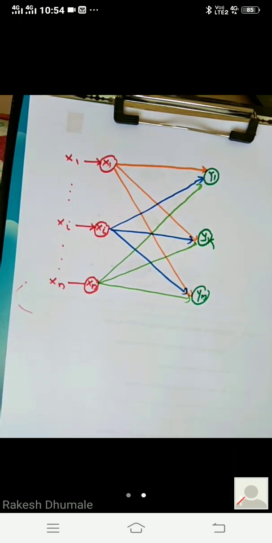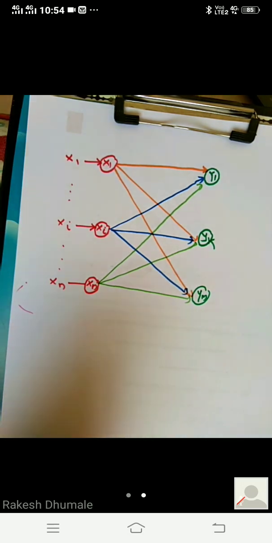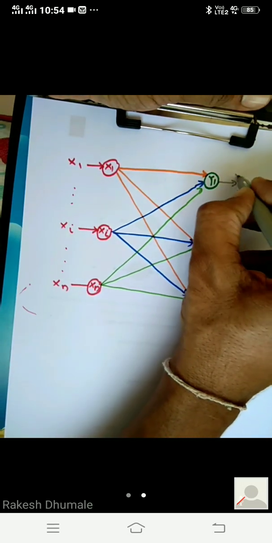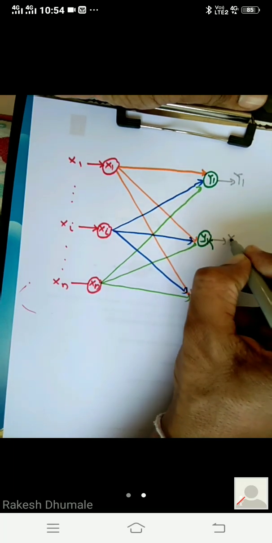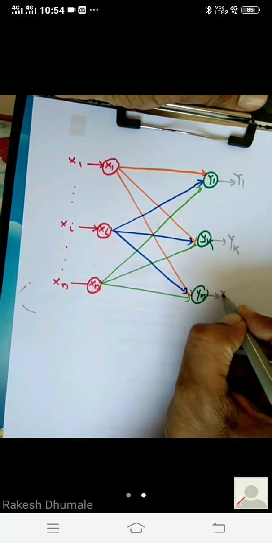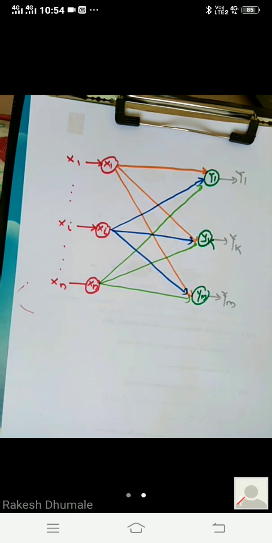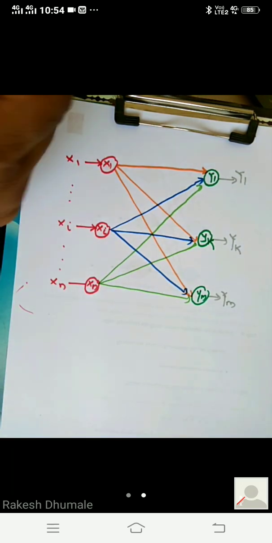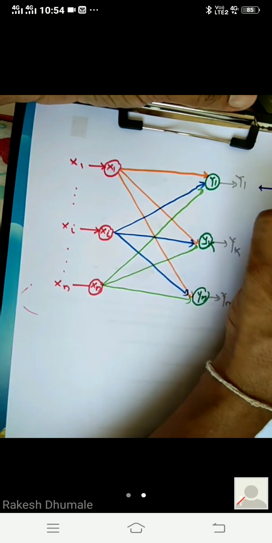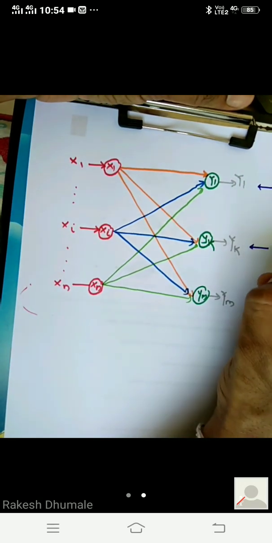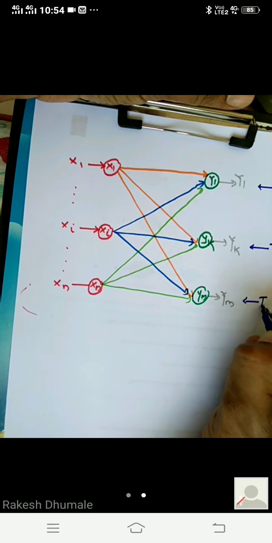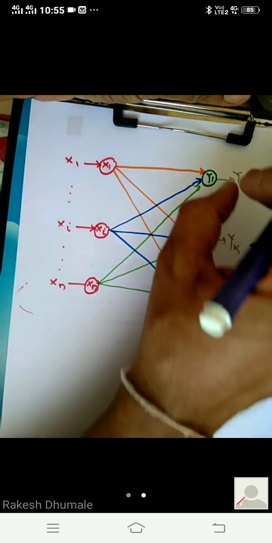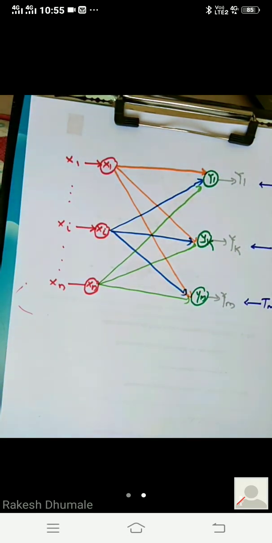Now here, one more important thing. If y1 is the output node, then the output is y1, then this is yk, and this is ym. So these are the outputs. The difference between LVQ and KSOFM is that KSOFM is unsupervised learning, whereas LVQ is supervised learning. Therefore here targeted data is provided. So this is the targeted data T1, Tk, and Tm, and this is the actual data calculated by using your LVQ.